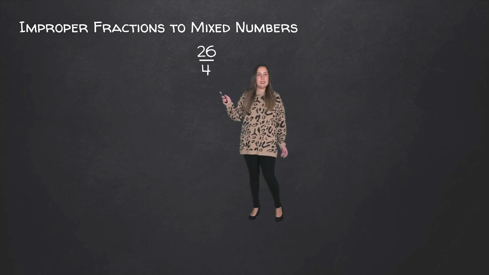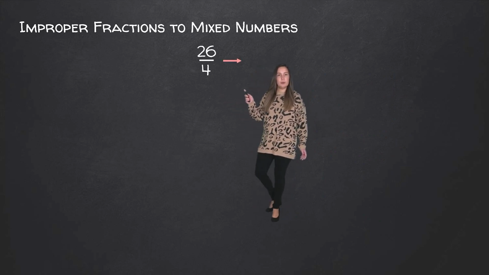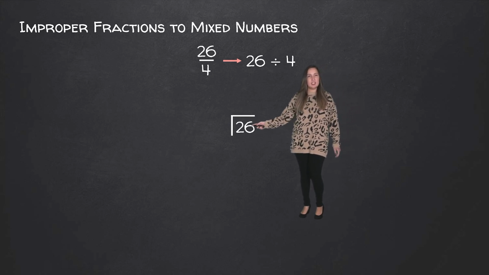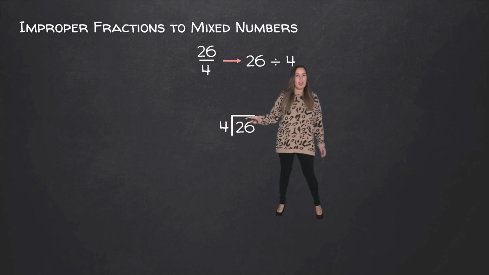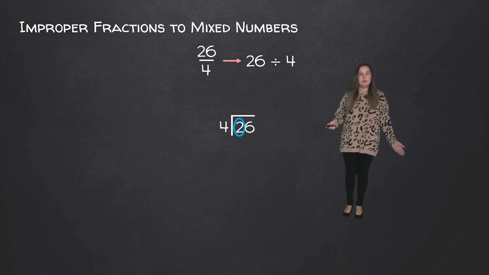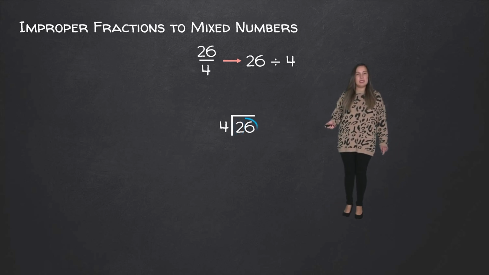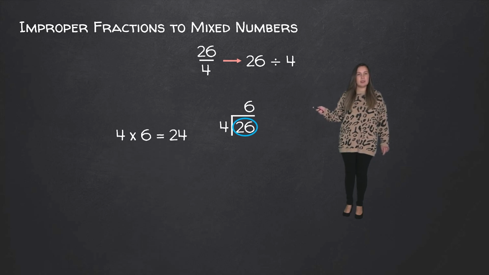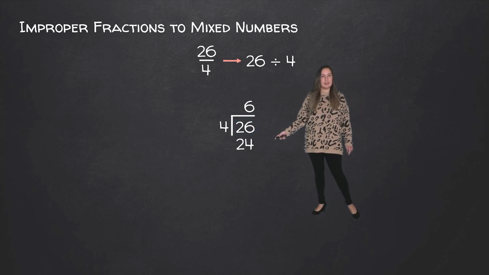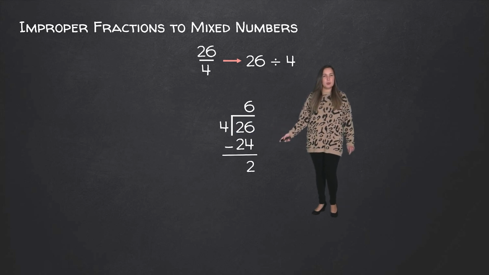Here we have 26/4. We're going to rewrite that as a division problem. So 26 divided by 4. And remember that our numerator is our dividend and our denominator is our divisor. And then we're just going to divide. So we ask ourselves, how many times does 4 go into 2? Well, it doesn't. So then we ask ourselves, how many times does 4 go into 26? And well, 4 goes into 26 6 times, and that's because 4 times 6 is equal to 24. We're going to write the 24 here and then subtract. 26 minus 24 is 2.